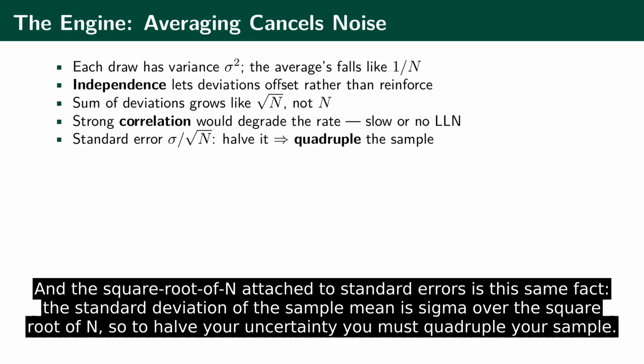And the square root of n attached to standard errors is this same fact. The standard deviation of the sample mean is sigma over the square root of n, so to halve your uncertainty, you must quadruple your sample.